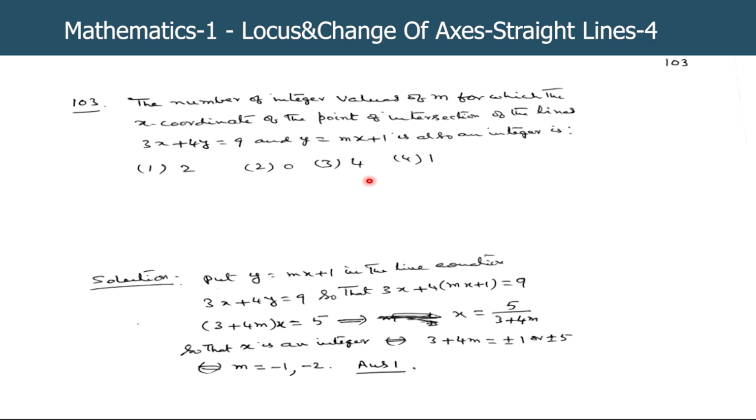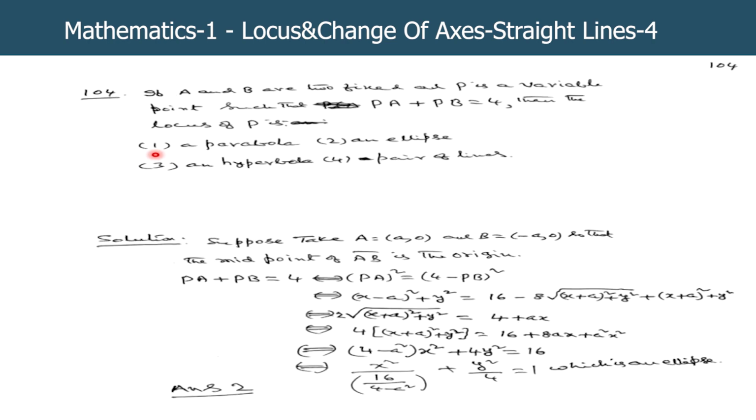Because m is equal to minus 1 means, what is the x coordinate? Minus 5. m is equal to minus 2 means x coordinate is minus 1. So the correct option is option number 1.